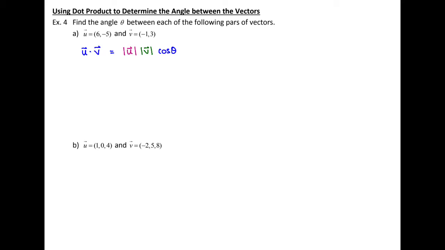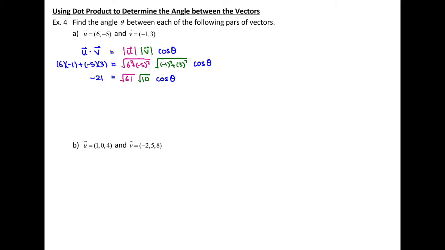Second, because vector u and vector v are given as algebraic vectors, we multiply the x's and we multiply the y's. This equals, let's find the magnitude of the vector u, we'll do square root of x squared plus y squared, same thing for the magnitude of the vector v, times cosine theta. Third, we're going to simplify it to be negative 21 equals square root of 61 times square root of 10 times cosine theta.